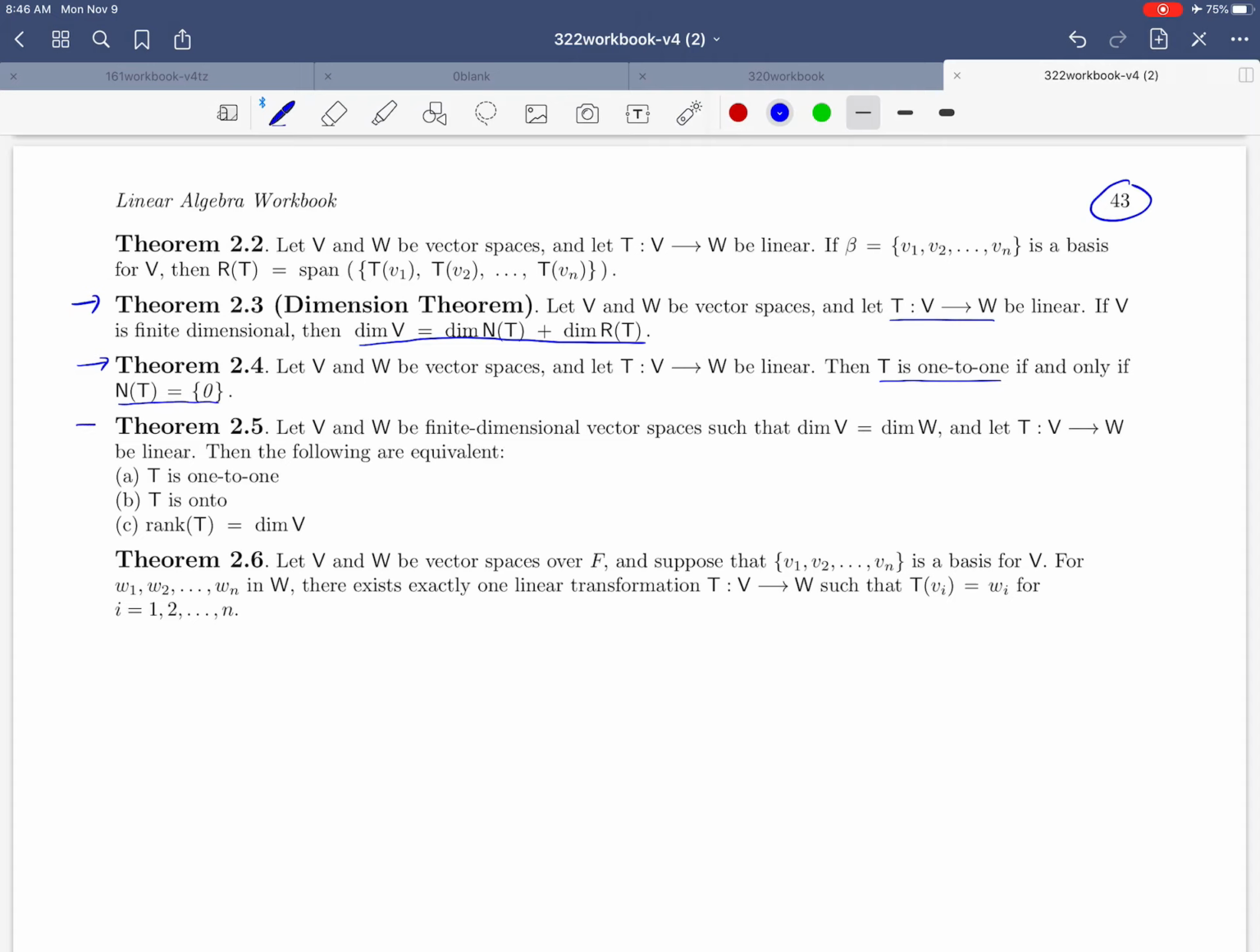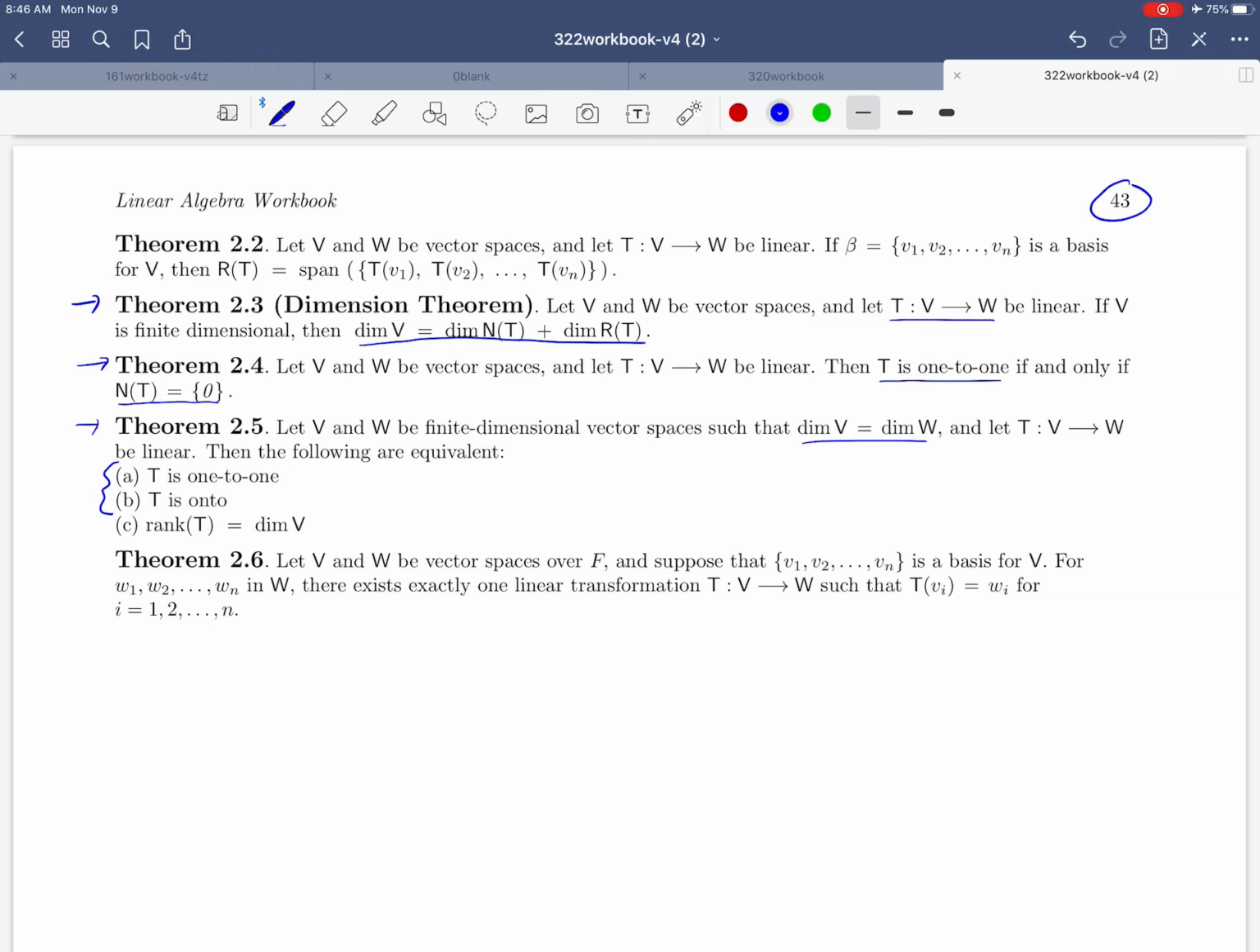And then finally theorem 2.5. In our diagram, we just kind of convinced ourselves that the equivalence of A and B might be plausible. That if we know that the dimension of V and the dimension of W are the same, then T being one-to-one and T being onto are actually equivalent conditions.